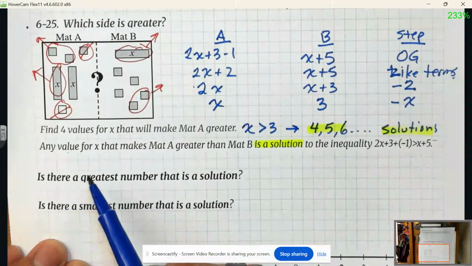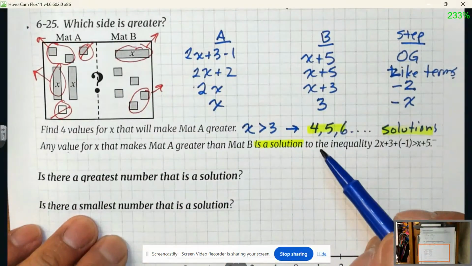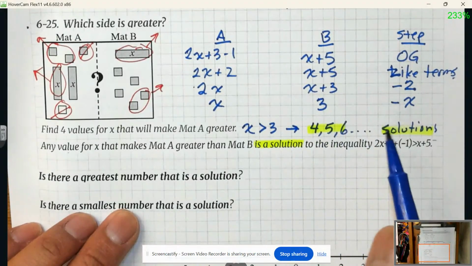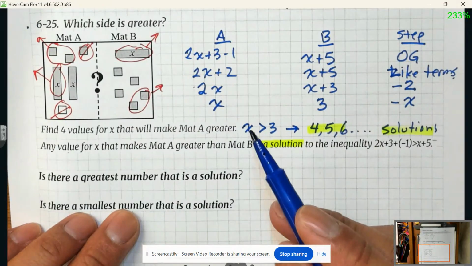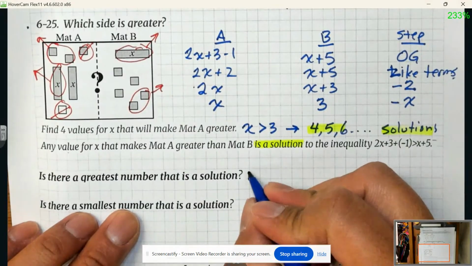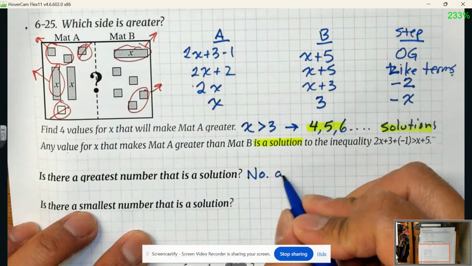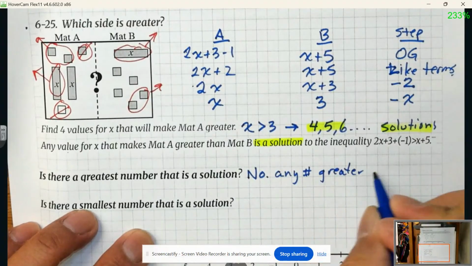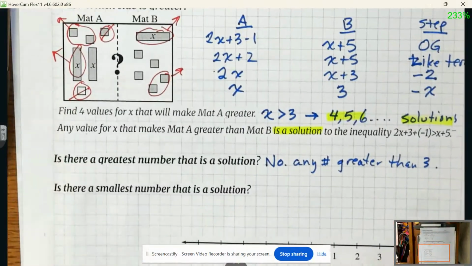So let's answer this question here about the solutions. Now, is there a greatest number that is a solution? So a number where you say, you can't go any higher than that number, right? So we know 4, 5, 6, ... means that we can go on forever. You can take 1,000,000. 1,000,000 would be a solution because 1,000,000 is greater than 3. So is there a greatest number? No. The numbers can just be any number greater than 3, with pretty much no limit.